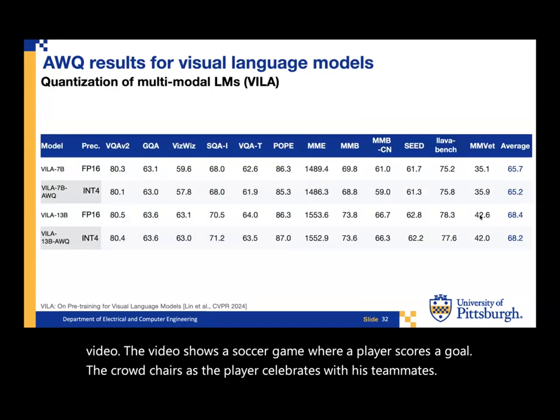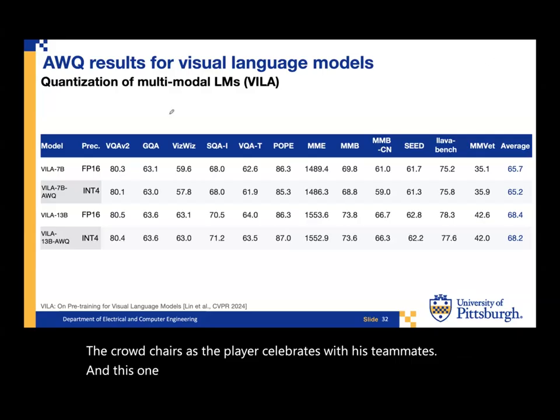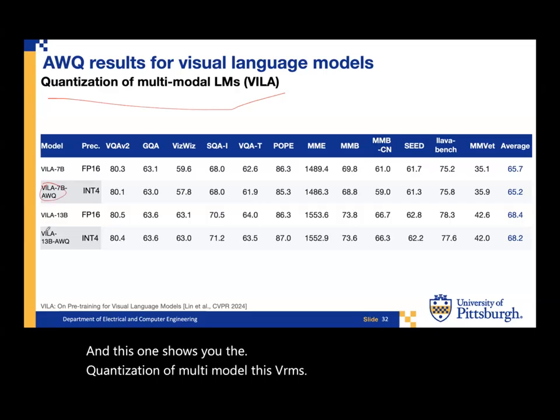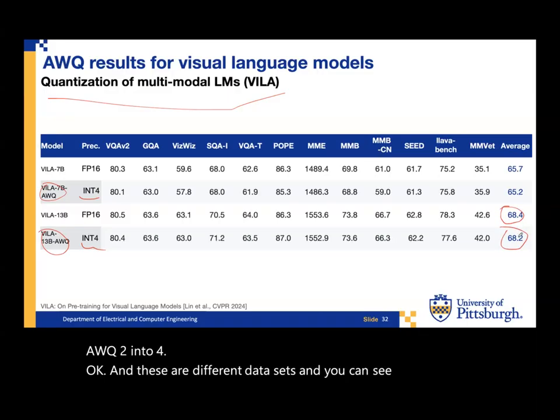And this one shows you the quantization of a multi-modal VLMs. Okay, so this one gives you AWQ to int 4. And these are different data sets, and you can see that the perplexity actually.